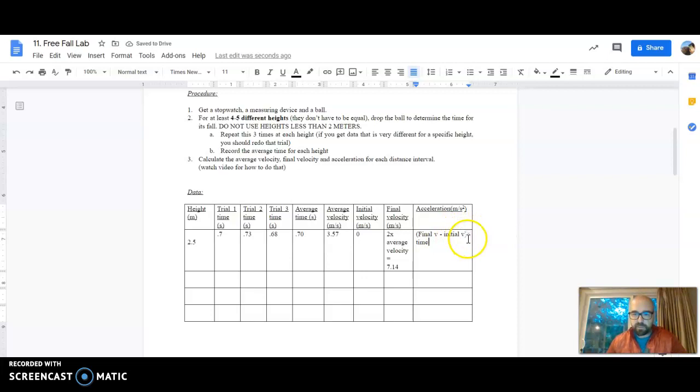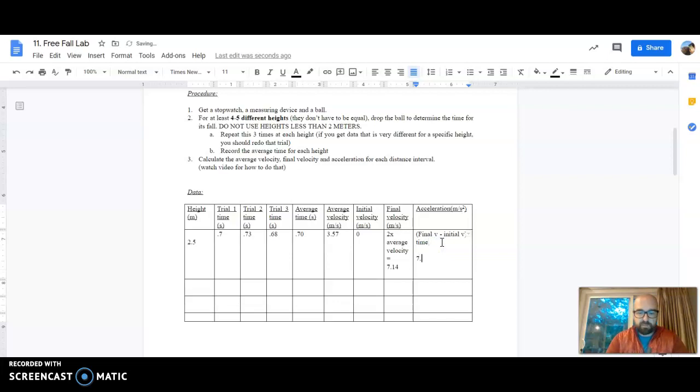You can't see the divided sign on there, so I don't know why these little things pop up here. I wish they weren't there. But in this case, the beauty of these is that final minus initial for all of these, if I'm subtracting 0, it's really just using my final velocity and dividing that by my average time. So in this case, I would have 7.14 divided by 0.7, and that would give me 10.2. So that's my acceleration value.